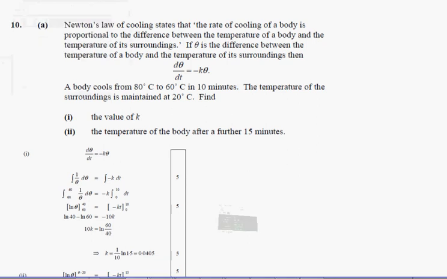Alright, so this is the 2012 paper, okay? So Newton's law of cooling says that the rate of cooling of a body is proportional, once again a proportional question, to the difference between the temperature of a body and the temperature of the surroundings. If theta is the difference between the temperature of a body and the temperature of the surroundings, then d theta dt, the change in temperature with respect to time, equals minus k times the difference from the surroundings.